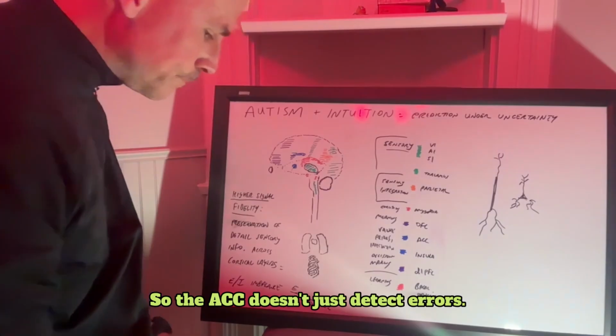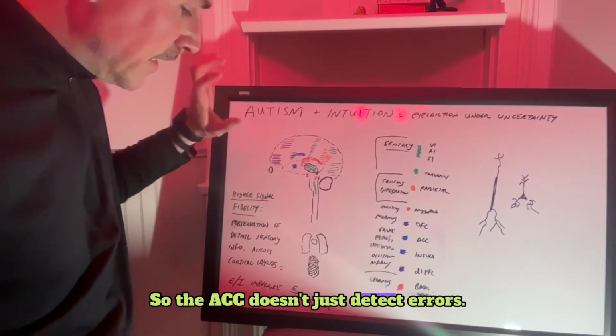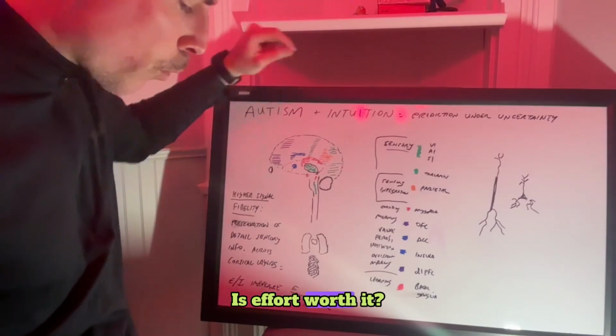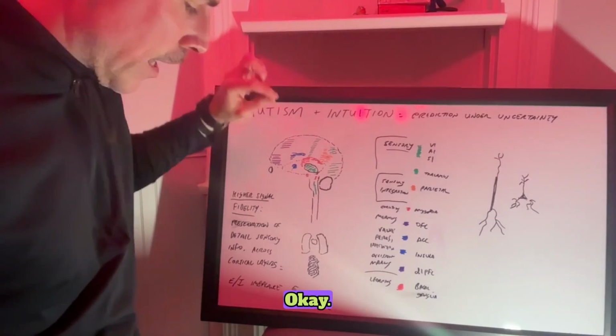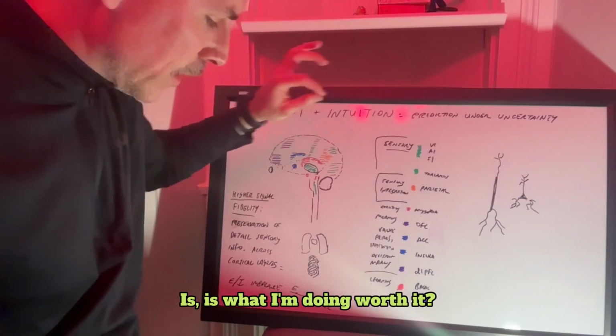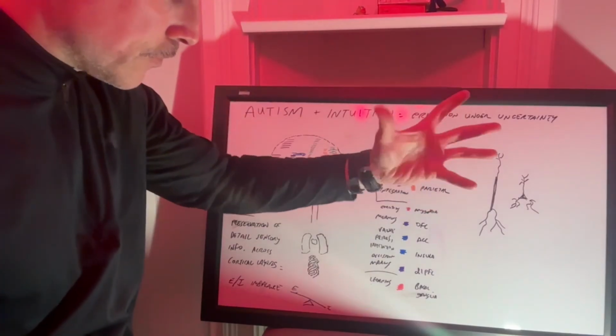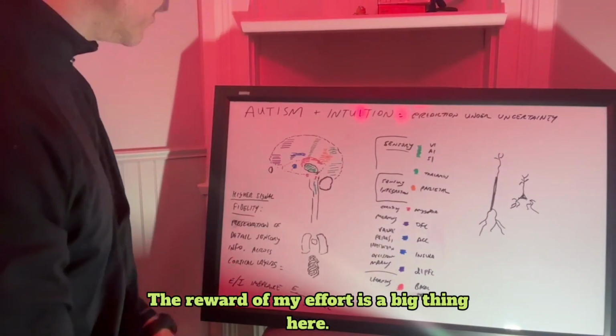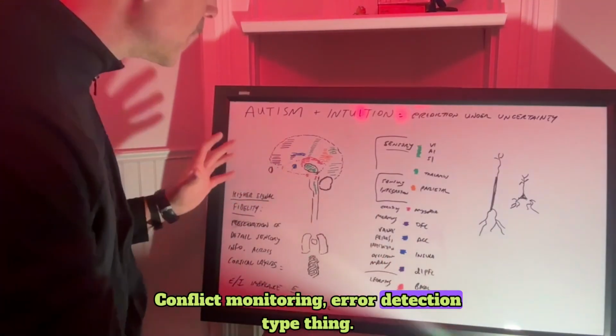Okay, so the ACC doesn't just detect errors, it evaluates them. Is the effort worth it? Is what I'm doing worth it? And what is the reward of my effort is a big thing here. Conflict monitoring, error detection type thing.